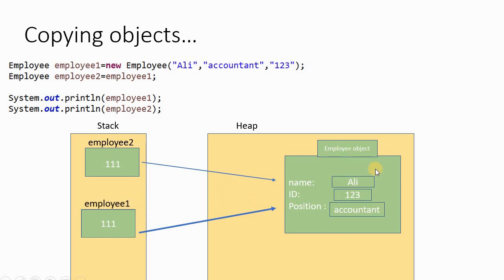So did we reach our aim? Did we have a copy of an object? No, we don't have a copy of an object. We have 2 different reference variables that are pointing to the same object. So this is something that we don't want.